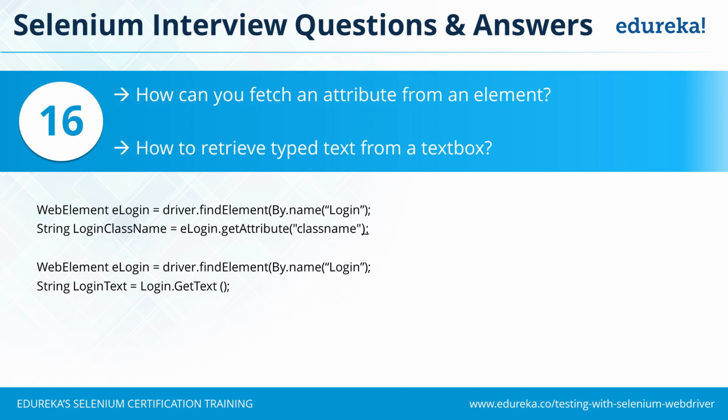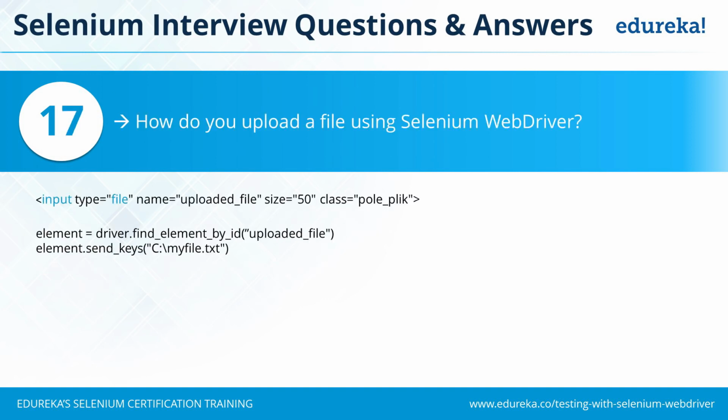The next question: how to retrieve typed text from a text box. Similar to the getAttribute method, we have a getText method which will specifically get the text for that particular web element. We have created a web element, elogin, with its name as login, and I say elogin.getText. When I say elogin.getText, it is going to return me a string value which I want to store for my further verifications, and hence I store it in a string and say String loginText = elogin.getText.